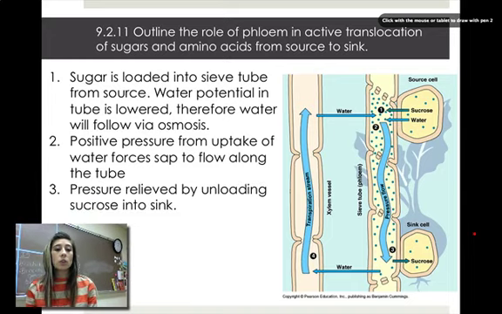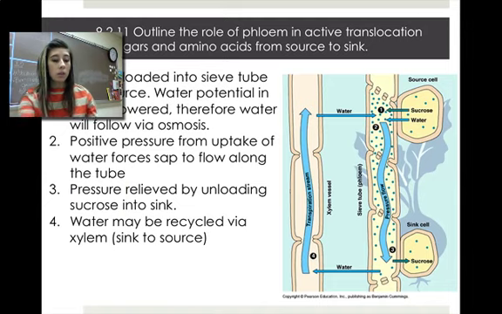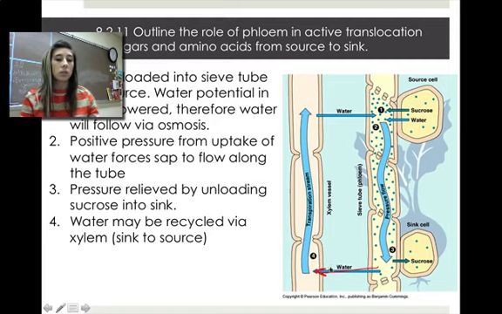This pressure is going to be relieved once we unload the sugar into the sink, and we will see down here water shift back over into the xylem, and this is to recycle some of that water. This is if we're going from the direction of the water going back from a sink to a source. So the water will flow back up to help aid in the process of translocation.